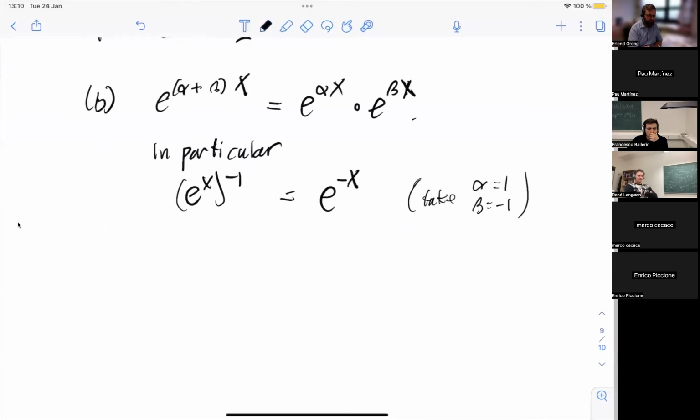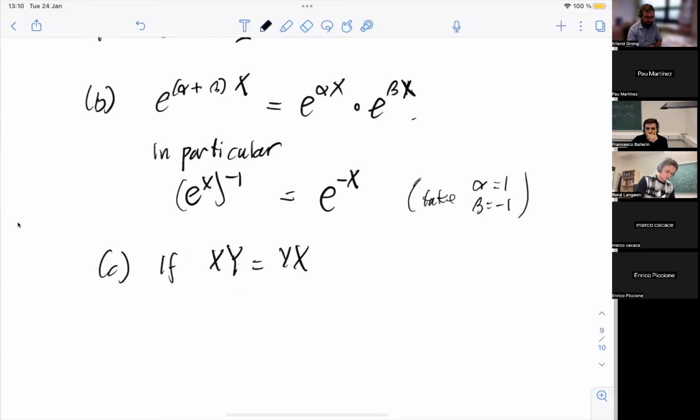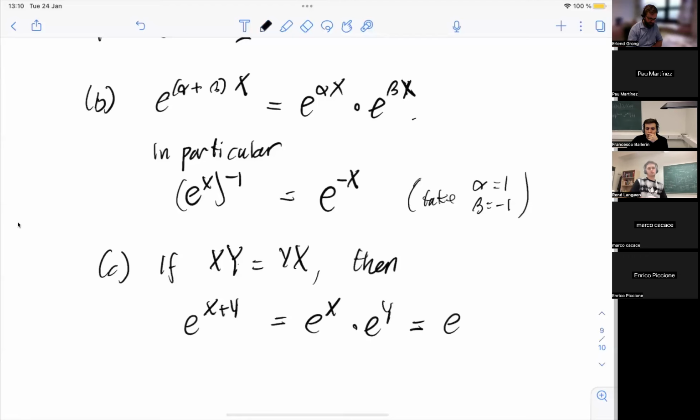So next, if xy is equal to yx, which generally does not hold, but for those matrices where this holds, then e to the x plus y is equal to e^x times e^y, or e^y times e^x. So if the matrices commute, then their exponentials will also commute, and it will be given by the product of both of them.